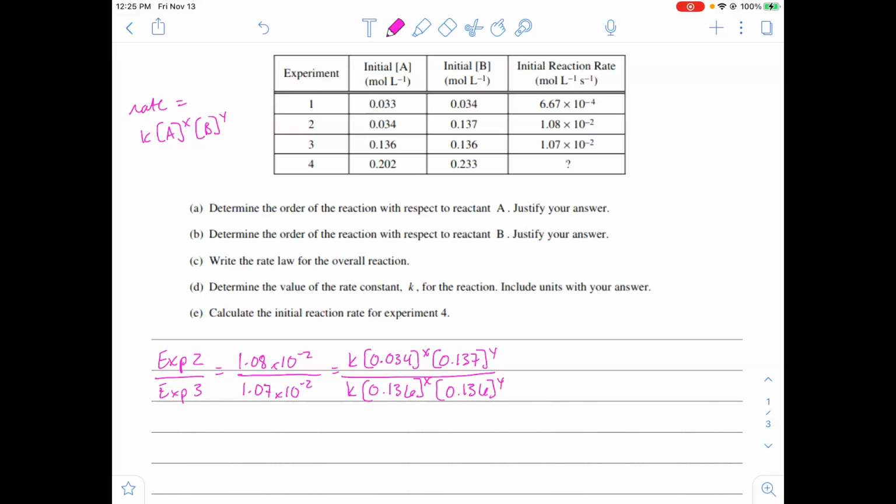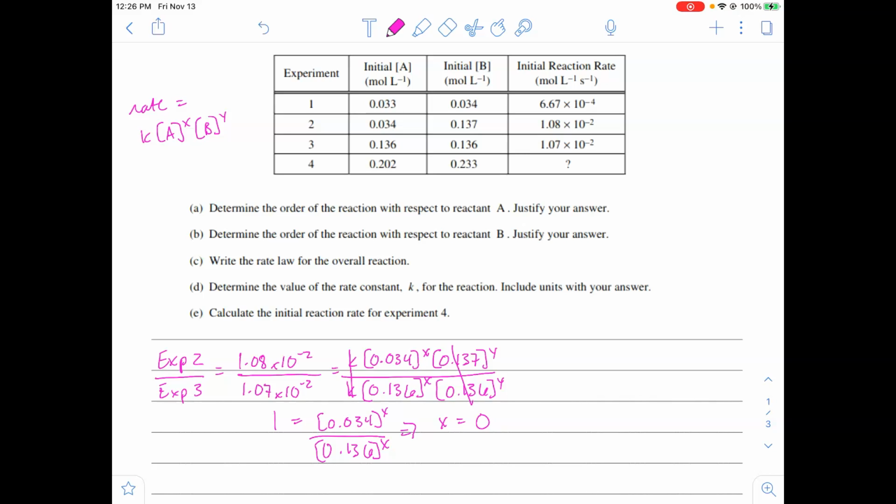So now we're going to look at what cancels out. Our K's cancel out and our B's cancel out. What we end up with is essentially 1, because our rates stay the same, equals 0.034 raised to X divided by 0.136 raised to the X power, which means X must equal 0. So we would say that it is 0 order with respect to A.